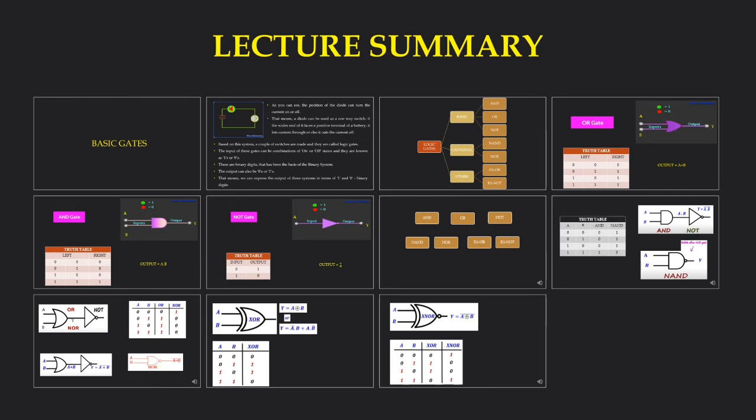This PPT represents the whole summary of this lecture and the previous lecture. We have learned a total of 7 gates: AND gate, OR gate, NOT gate, NAND gate, NOR gate, XOR gate and XNOR gate. Hope you can understand well.